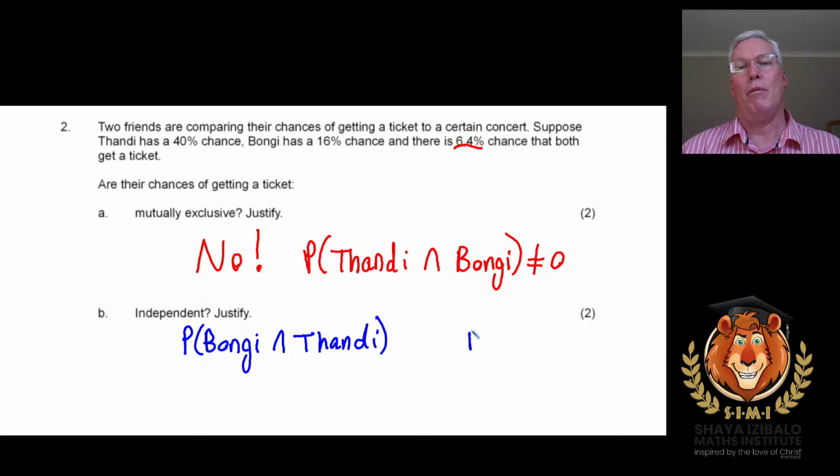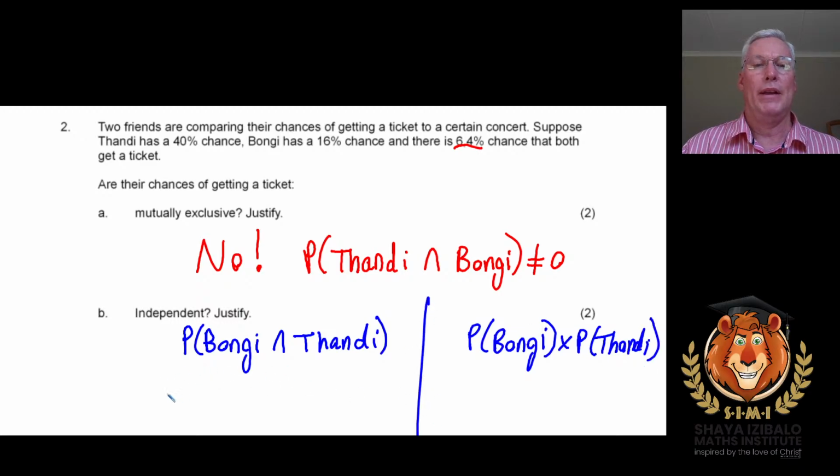Equal to the probability of Bongi and Tandi. We don't know if they're equal at this stage, right? So it's almost like an identity. Don't put them equal; we're going to check if they are equal. It's like a left-hand side, right-hand side thing. This we know. This is 6.4%, or 0.064 as a decimal.